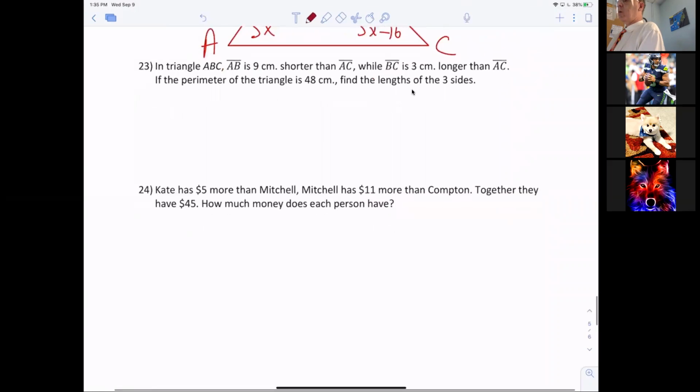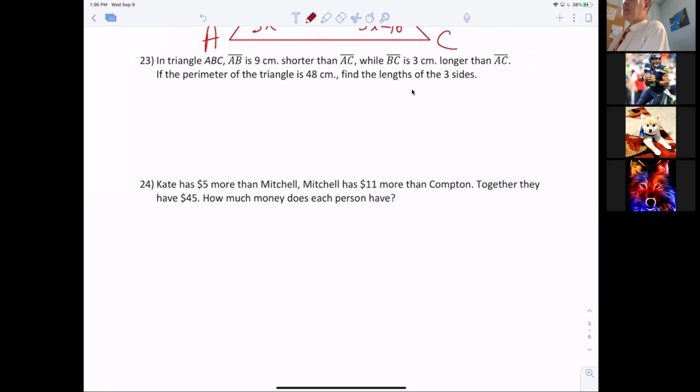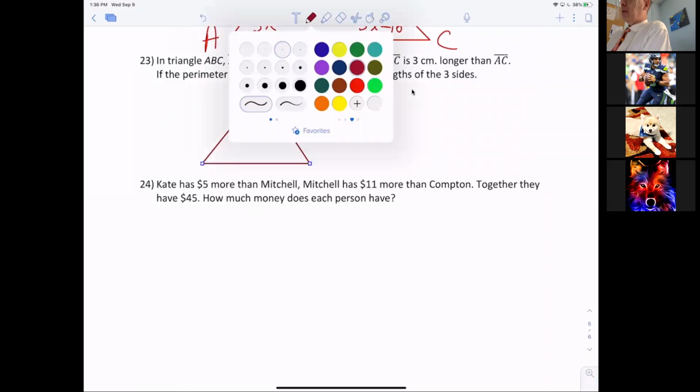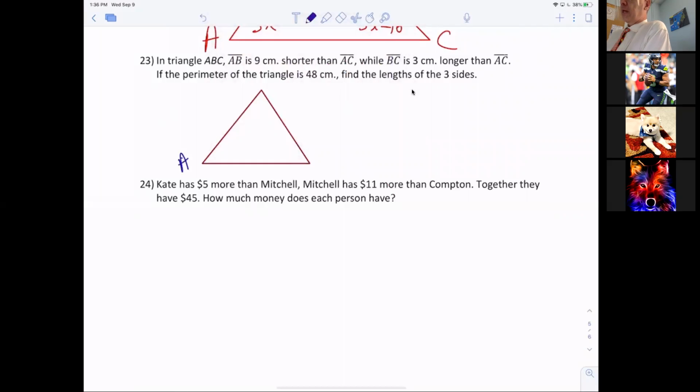Now let's set up 23 again. In triangle ABC, so here we go. I'm just drawing a triangle ABC, and let's label it A, B, C. All right. So help me out. Ben, tell me about AB, BC, and AC. What's the relationship? AC is X. What's AB?